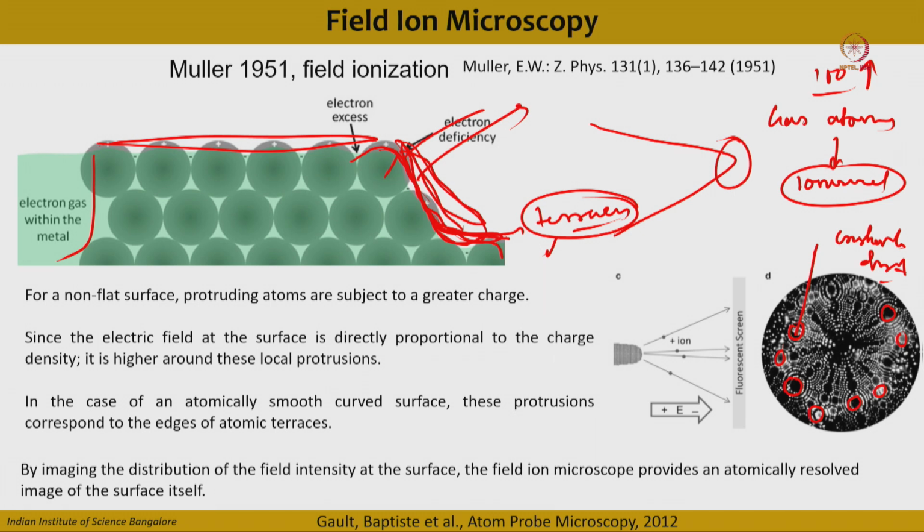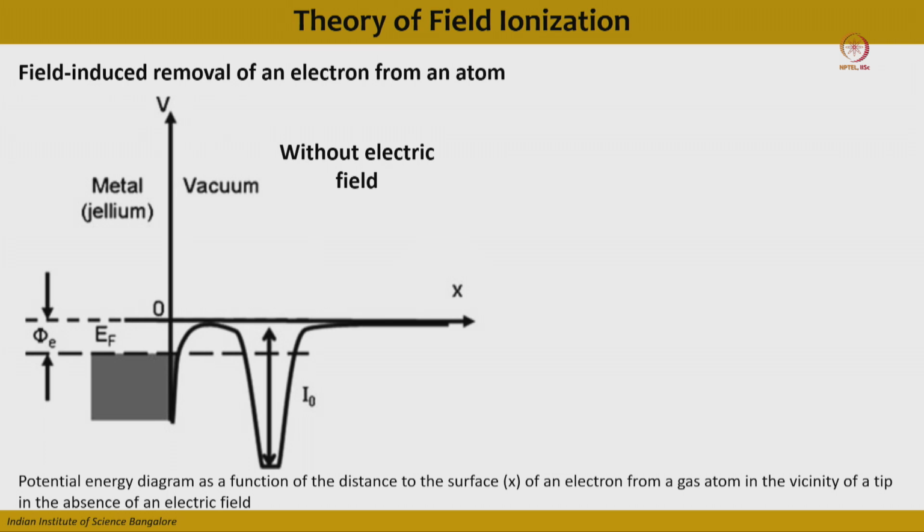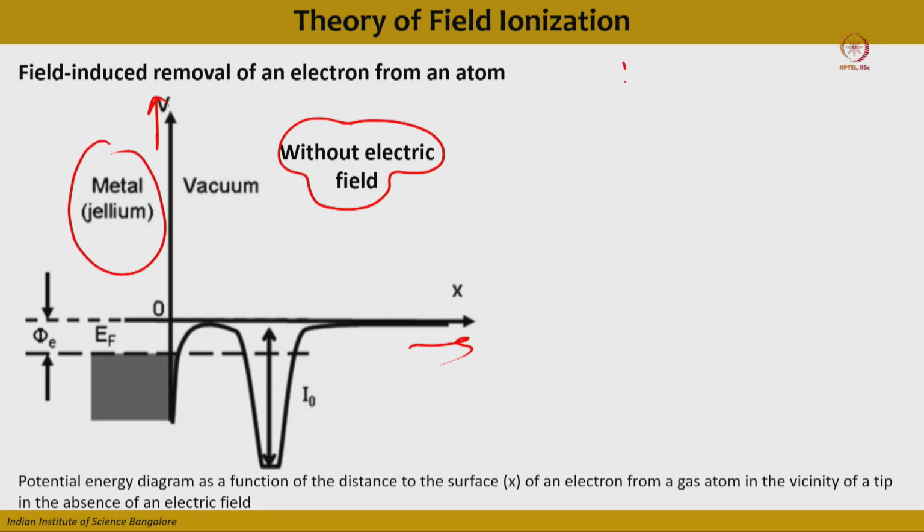related to the ionization of these gas atoms in the presence of a metal surface. In the first class we already described the potential energy curve between two atoms, so this is a similar thing here. This is the potential energy curve with distance, and this plot is without any electric field. This shows that if you have a metal surface, and gas atoms in the vicinity of this surface, how the potential energy will change as these gas atoms approach the surface of the metal.